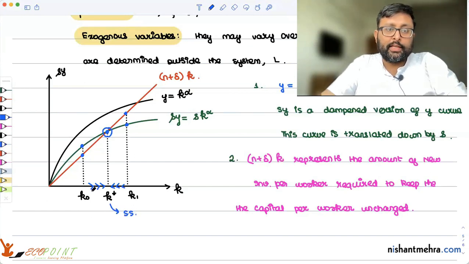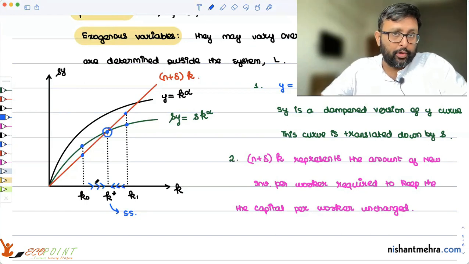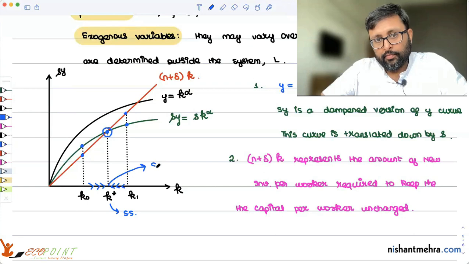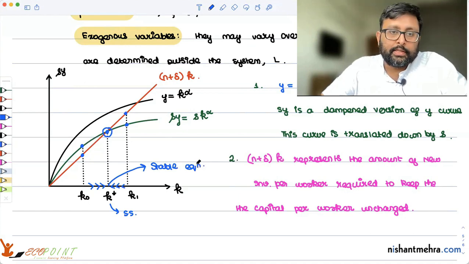Although I'm not telling you about the stability, if you look at it, this is a stable equilibrium. You start from anywhere, you are moving towards the equilibrium point. You're starting from the left of the steady state, you're moving towards the steady state. You're starting from the right of the steady state, you're moving towards the steady state. So this is a stable equilibrium.